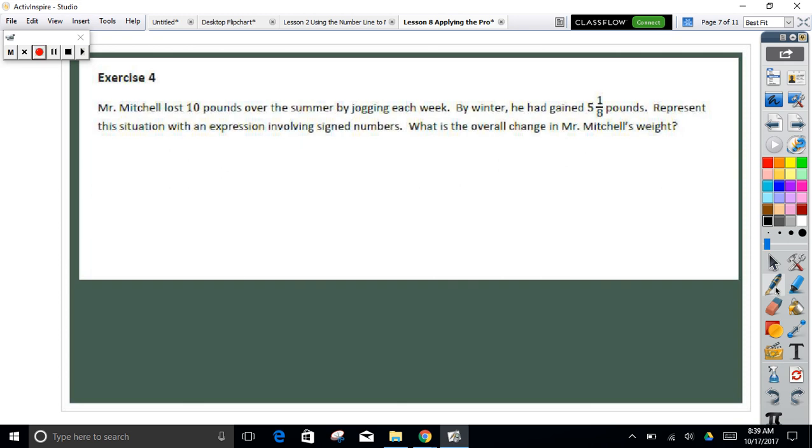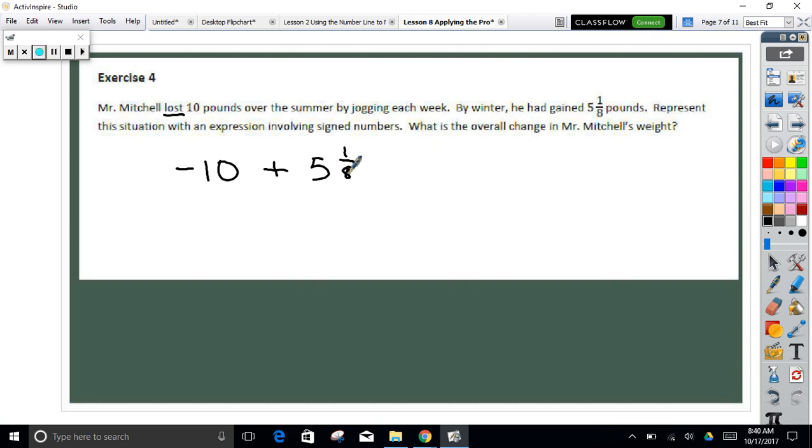By winter, he had gained 5 1/8 pounds. Represent this situation with an expression involving signed numbers. What is the overall change in Mr. Mitchell's weight? Okay, first of all, let's decide how we would write an expression to represent this. Eve, can you come up with an expression to represent this? Negative 10, good, because he lost 10 pounds, so we would say negative 10, plus 5 and 1/8.